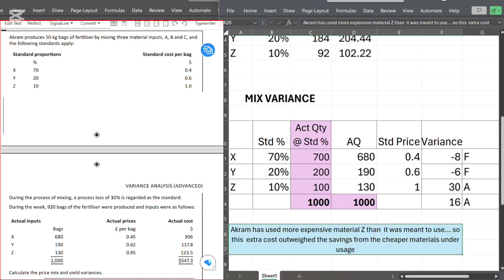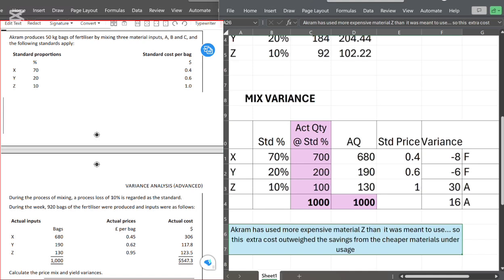Okay. Now, let's look at yield variance, because we cannot conclude that this is good or bad until we see the impact on yield. Remember, yield is about the output, so you can sacrifice mix variance for an excellent yield variance, because yield will always be about the output, which is what the customer gets. So if you want to give the customer something much better and you think that changing the standard mix will be able to achieve that, why not?